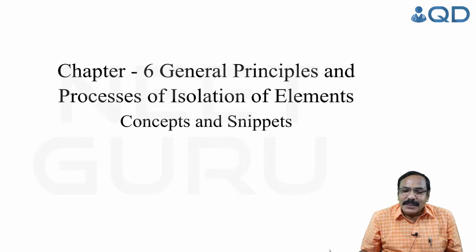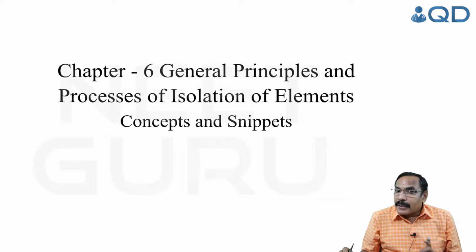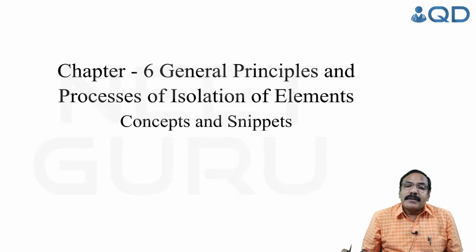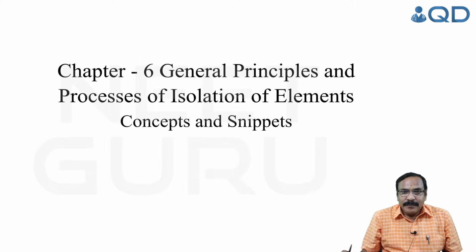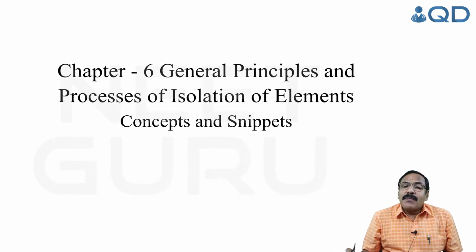Today we are going to discuss a very interesting chapter, general principles and processes of isolation of elements, or metallurgy. It is the scientific and technological processes that involve extraction of metals from their naturally occurring compounds. As you know, as of today, 118 elements are known, out of which 80% are metals. Metals find very wide applications in various industries.